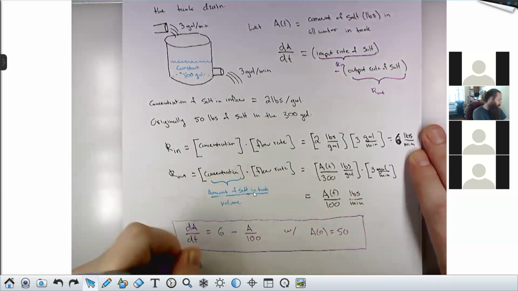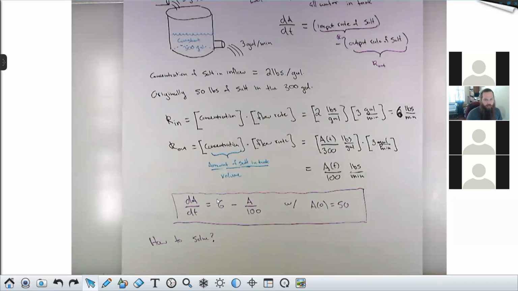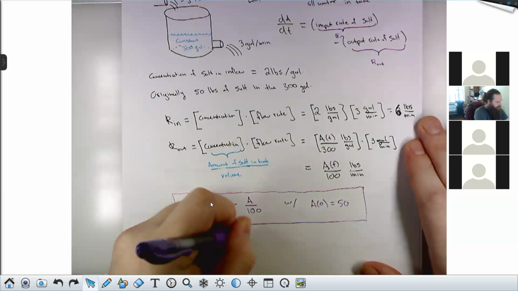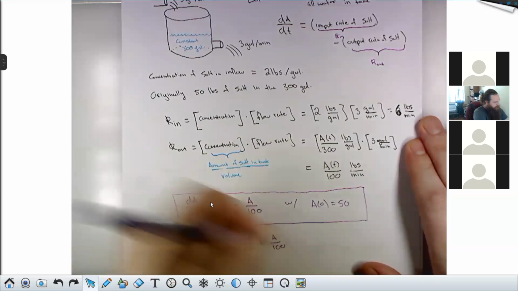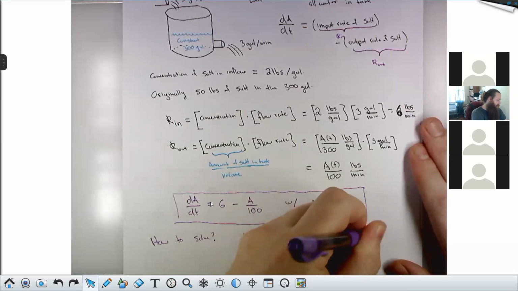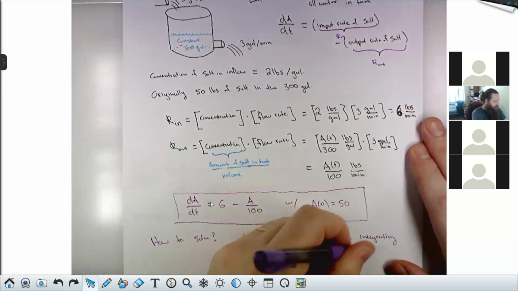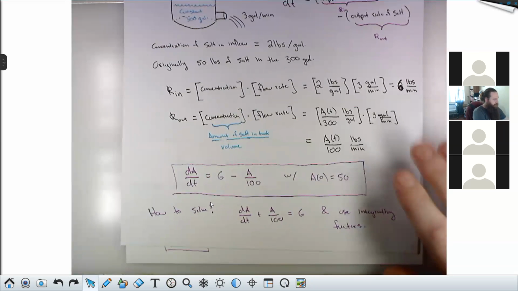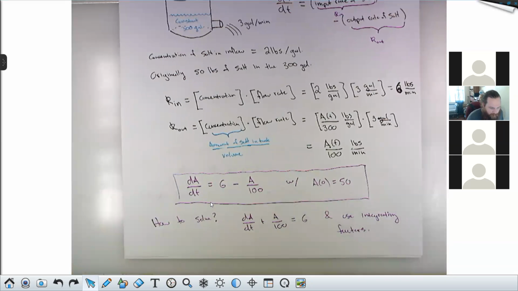You could do integrating factors. Yeah, and I think we must, right? Because this is not a separable equation. We would rewrite this as dA/dt plus A over 100 equals 6 and use integrating factors. And then once you've solved the ODE, you would use this initial condition to find the missing constant. I implore you guys to do this. I do have the answer here, so I'd like to go ahead and give that to you.